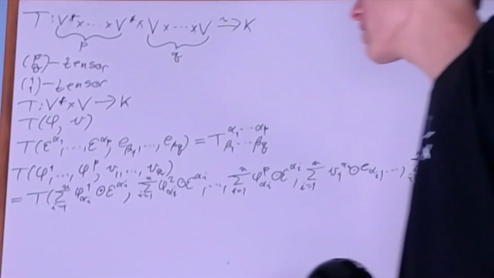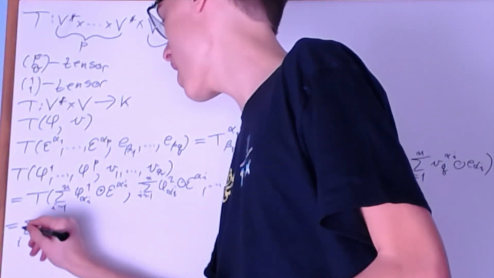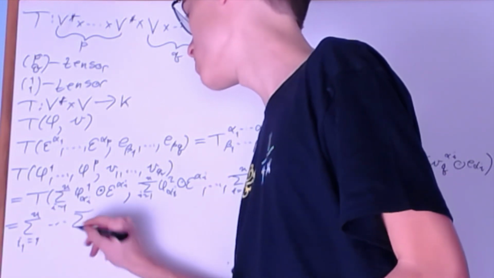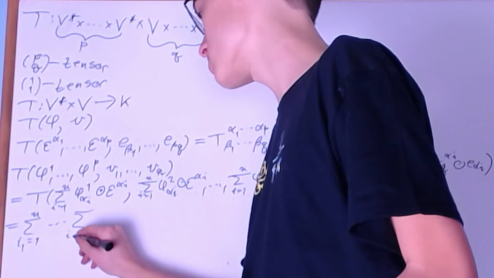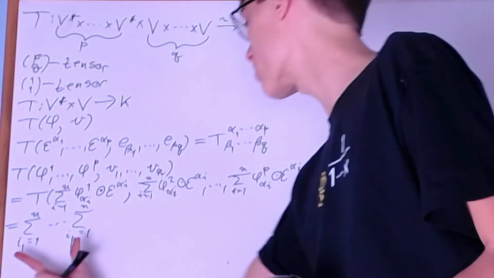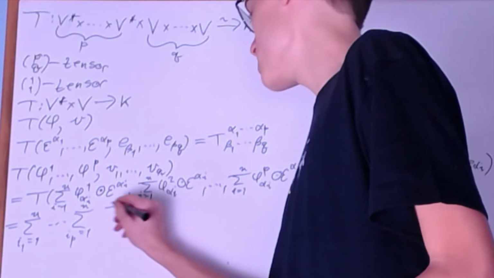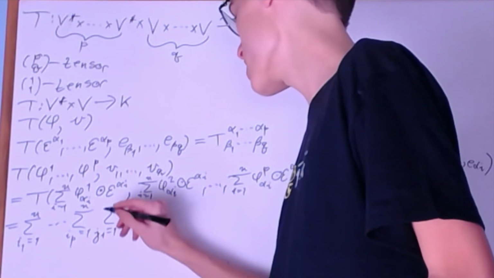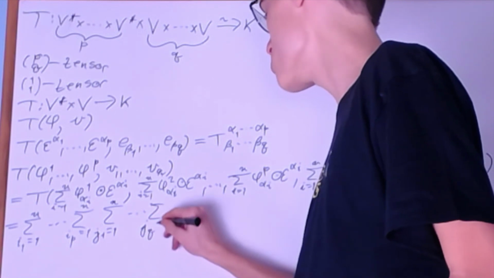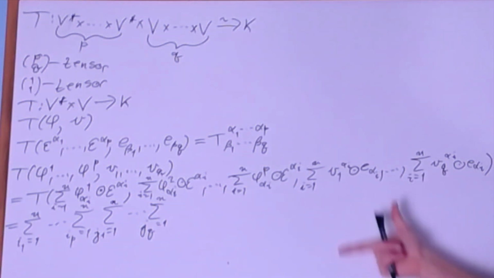Now by linearity of T, I can pull out all of those summations. So I'll have the sum from i1 equals 1 to n, all the way up until the sum from i_p equals 1 to n. So these summations are for the p inputs for the covectors. Now let's go ahead and do the sum from j1 equals 1 to n, all the way up until the summation of jq equals 1 to n. Now these q summations are for the q inputs of vectors.